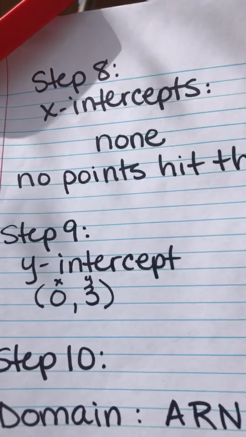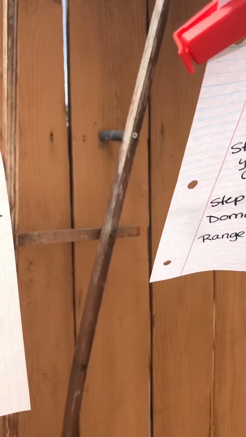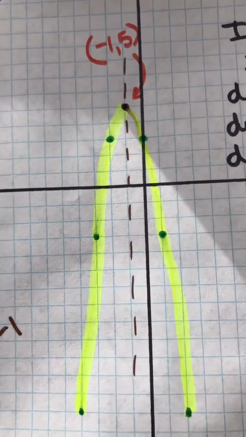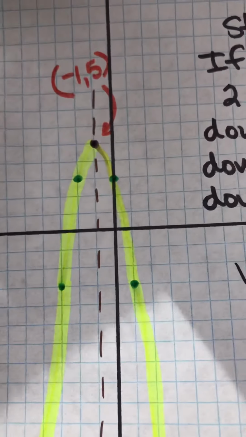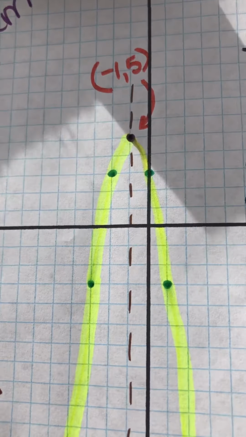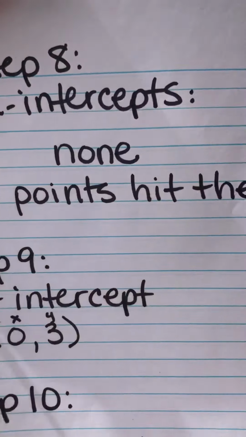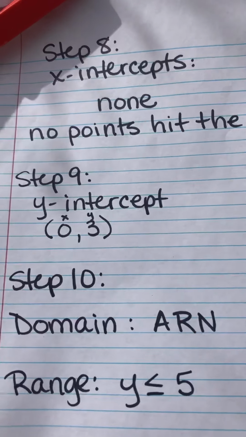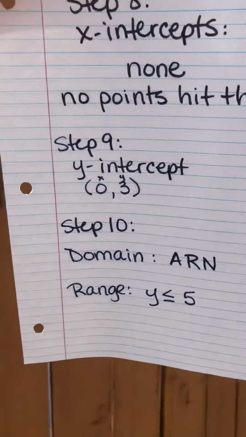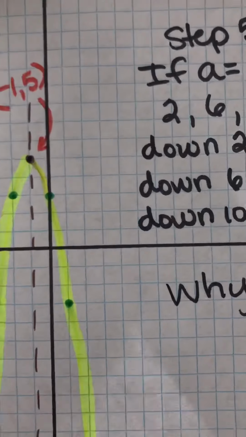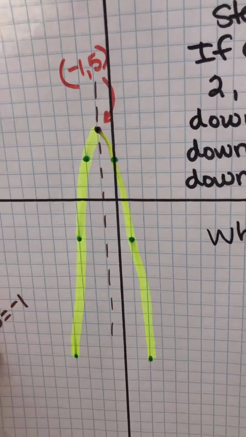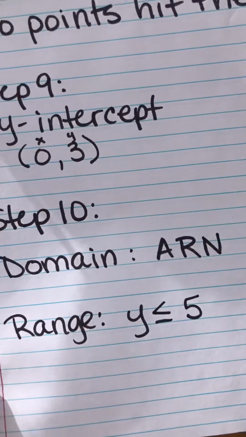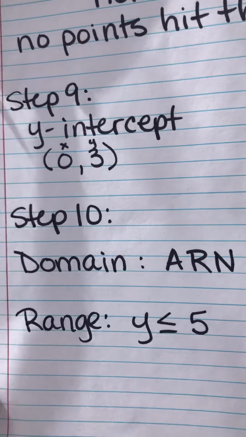Do we have any x-intercepts? Well, let's go look and see here. I do not see any points hitting the x-axis here. So we are going to say none. No points hit the x-axis. Step 9, y-intercept. Let's look. Do we have a y-intercept? We do. It's right here at 3. So we're going to write 0, 3 for your y-intercept.